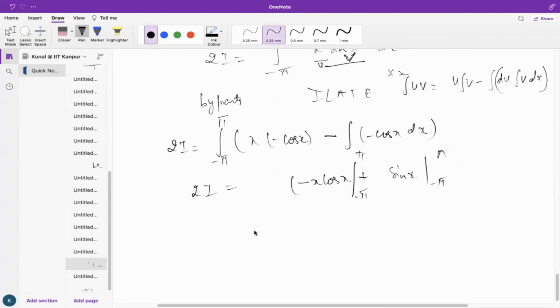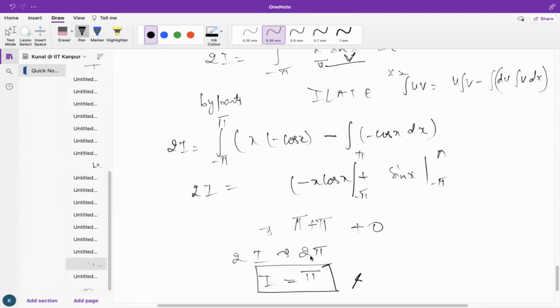So when we substitute here, what we get actually, put the values here, right? So what is the value of cos pi? Cos pi is minus 1. So we'll get pi. And again, we'll get pi. And sine pi is 0, sine minus pi is 0. So we get nothing from here. Like 2 pi is equal to 2y. So our integrand value is nothing but pi. So this is our final solution, right?